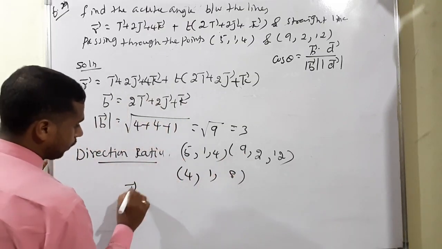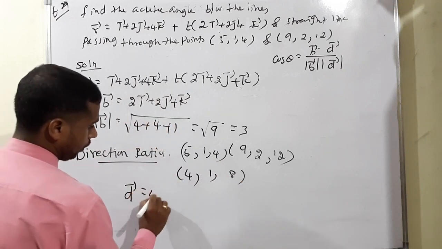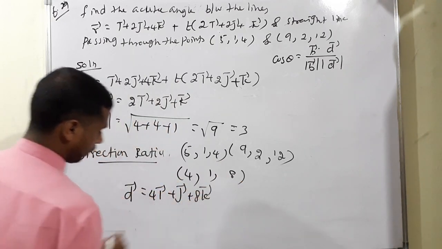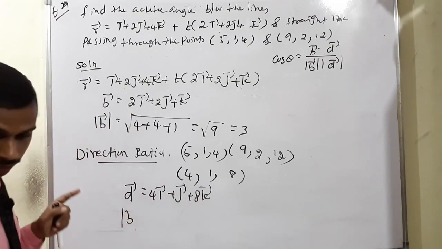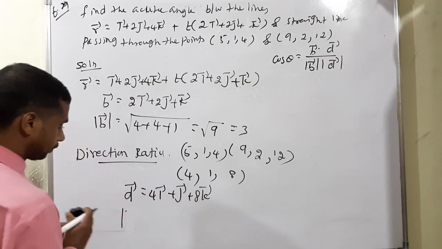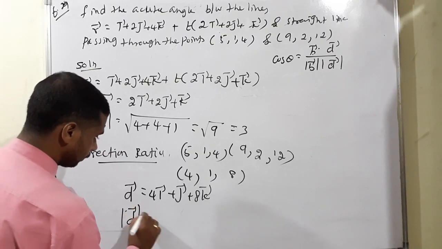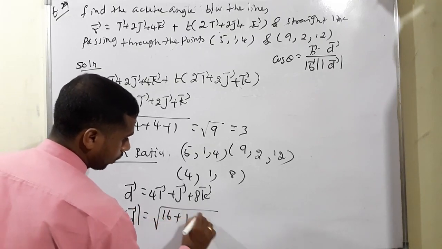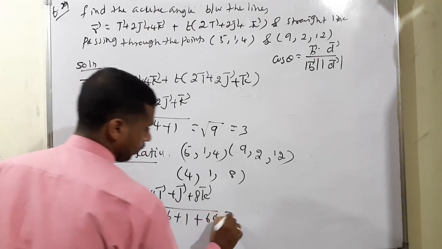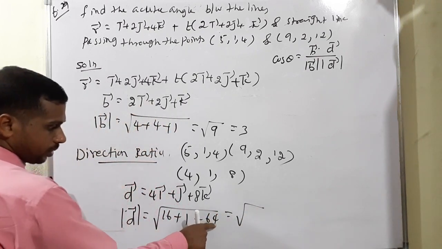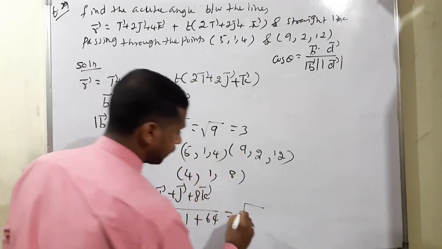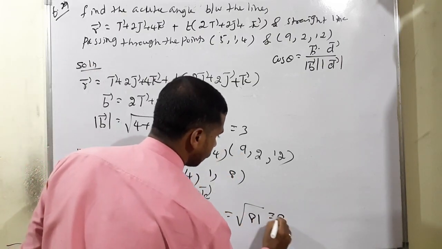This is called the D vector, the direction ratio. We can write it as 4i vector plus j vector plus 8k vector. Therefore, modulus of D vector is equal to square root of 4 square means 16, 1 square means 1, 8 square means 64. 64 plus 1 is 65, 65 plus 16 is equal to 81. Therefore, we can write it as 9.